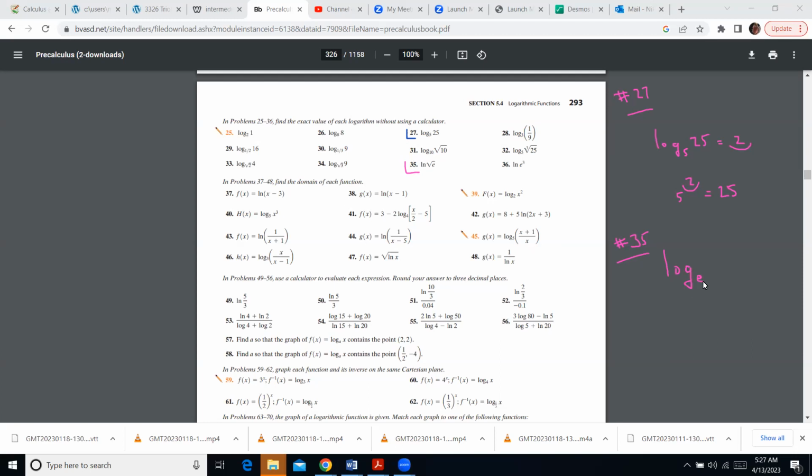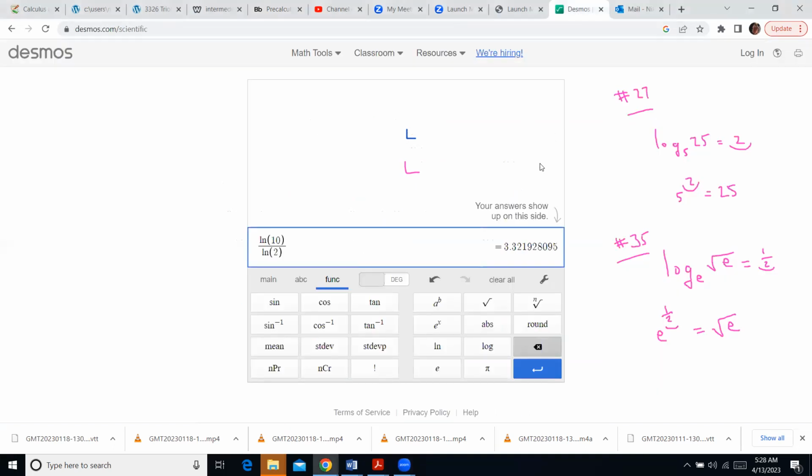I can write it as a logarithm base e of the square root of e. And if I start wondering what power of e gives me the square root of e, then the power is 1/2, isn't it? A power of 1/2 is the same as a square root, and that's why this logarithm is 1/2.